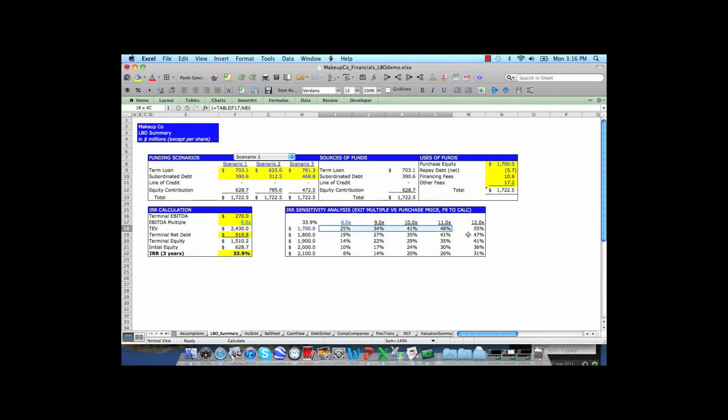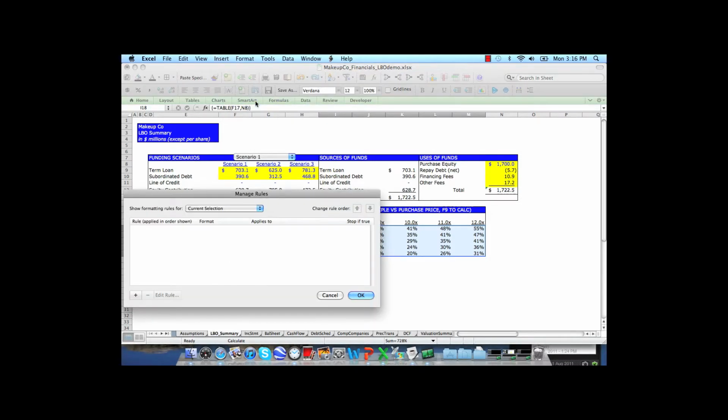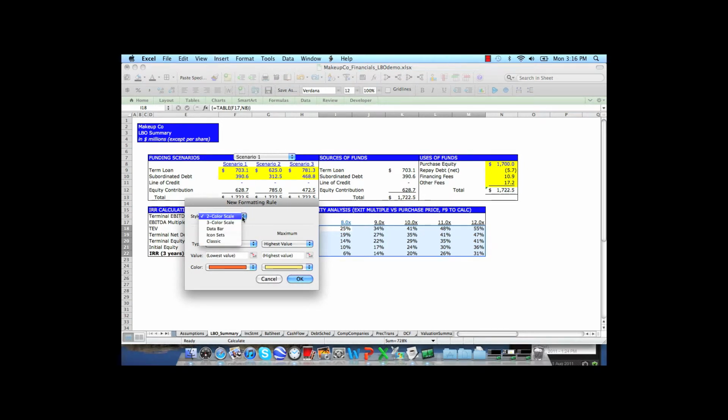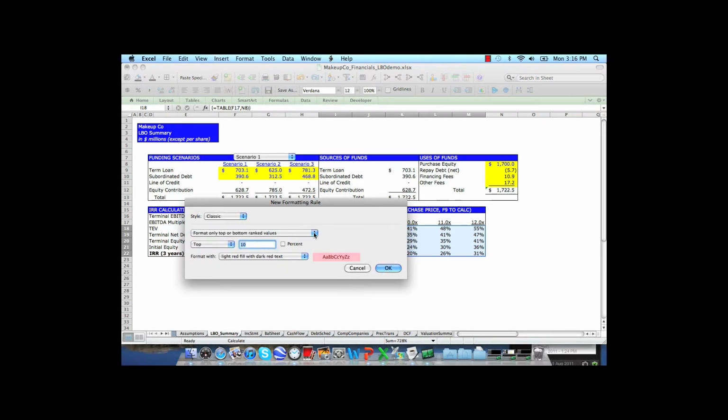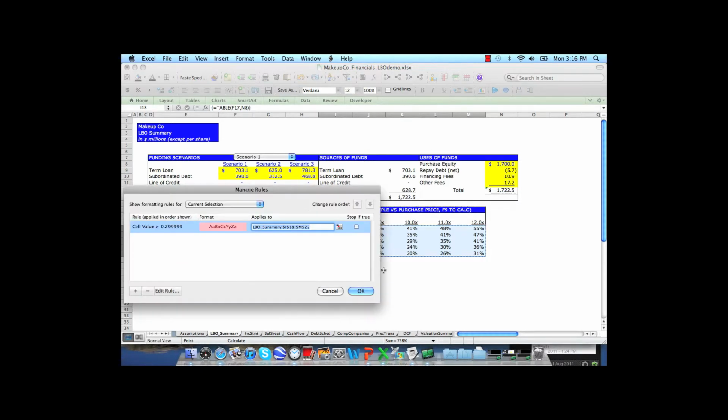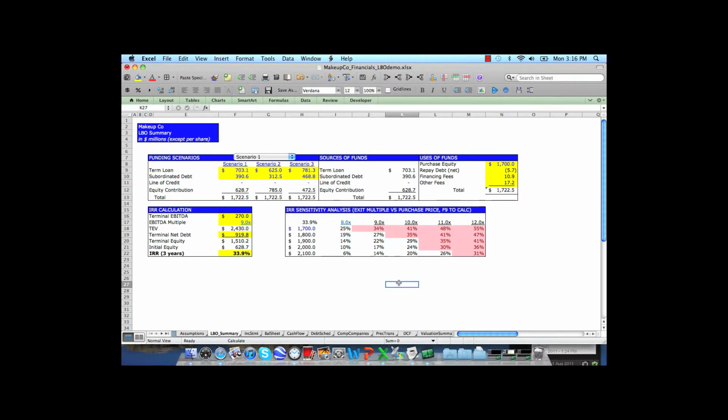Now, let's do what Excel calls conditional formatting. We'll go into Format, Conditional Formatting. We're going to add a new one. I want what's called a classic, and I want cells that contain a cell value greater than, and we'll just say, since we want 30% and higher, greater than 0.2999. And that's Excel doing its conditional formatting for us.